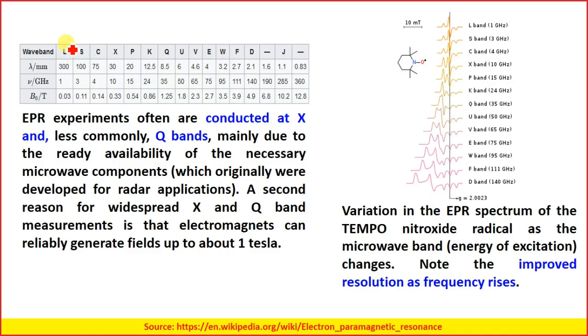So next we come to the wave bands. There are different microwave wave bands over here. However, EPR experiments are conducted at X and Q bands to a certain extent. So this is the X band and this is the Q band. Most of the EPR experiments are being conducted over here. So please remember this information about the X band and the Q band, especially the X band.